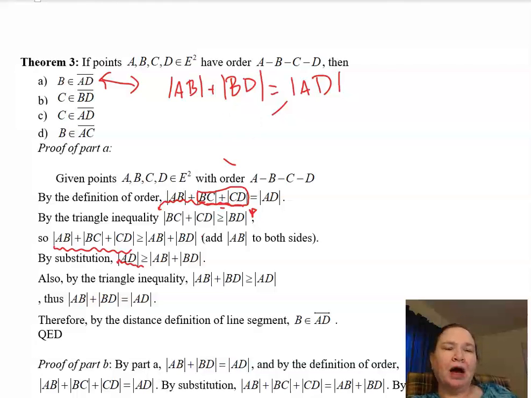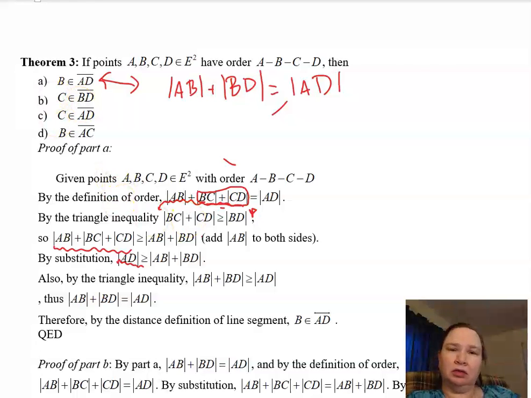Now, I put these in a particular order that I think is going to make it easier to solve the problems. I first showed that B was on AD, and I'm going to use that to show that C is on BD. And I think that if you first show that C is on AD, it will make it easier to show that B is on AC. So I recommend doing it in this order.